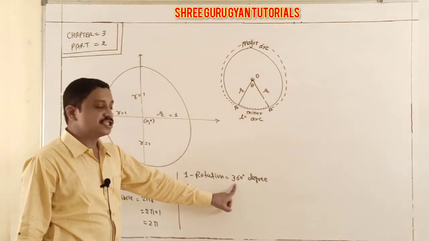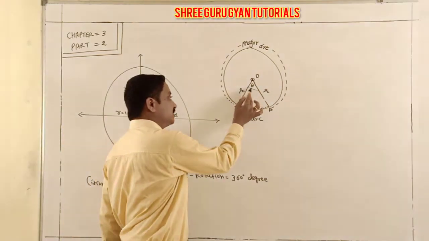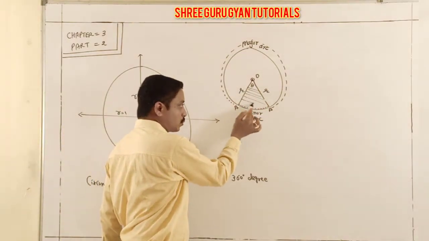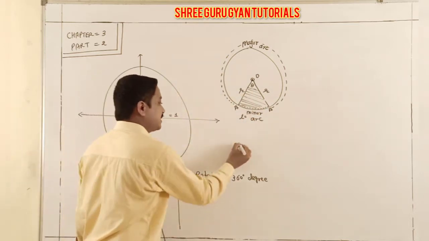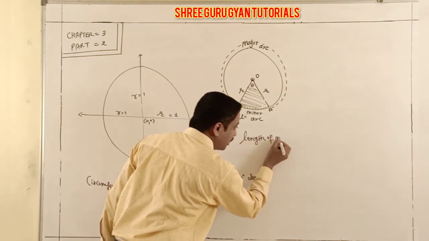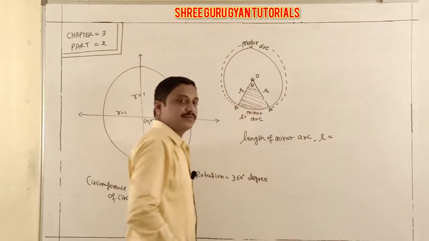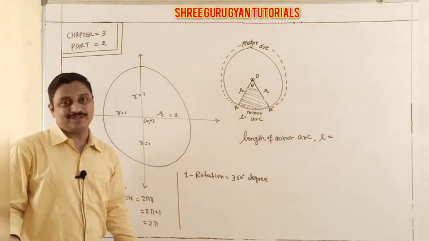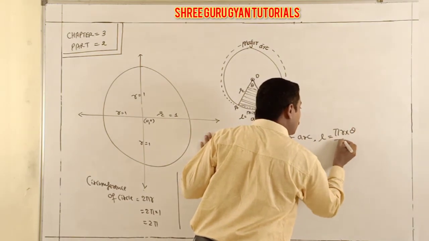This theta is 360 degree if you take the full circle. And here I only explain this region, related to one property. Yes, the length of the minor arc L is equal to, already known, pi r theta upon 180.